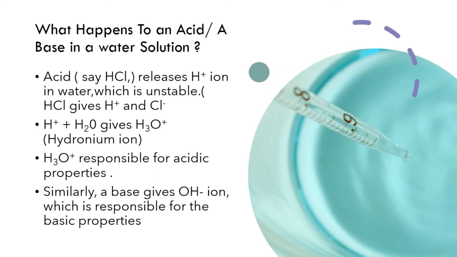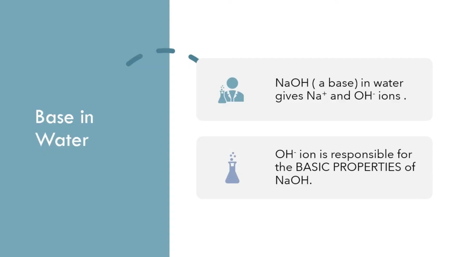So what happens when an acid or base is present in a water solution? When an acid is present in the water solution, it reacts with the water to give hydronium ion. What happens is that it releases the hydrogen ion, which is not stable by itself, and thus that hydrogen ion reacts with water to give the hydronium ion, along with the metal or non-metal ion in the case of acids, and the metal ion in the case of bases, along with hydroxide ions. So this hydronium ion is responsible for the acidic properties of the acid.